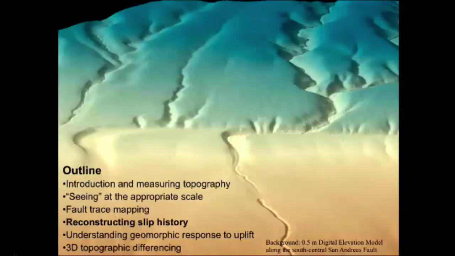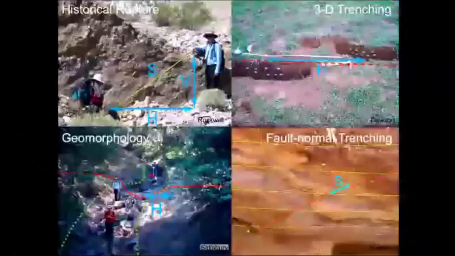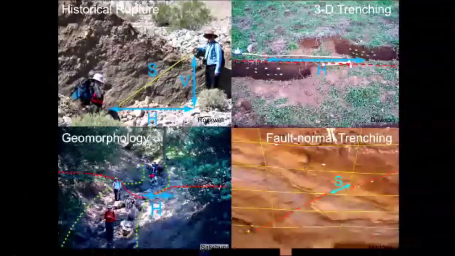The next thing then is reconstructing slip history. So the idea is that once you maybe map the fault zone, then you'd want to figure out what happened along it. And this is an area we spent a lot of time on in the last 10 years or so. So the main thing is measuring offset.